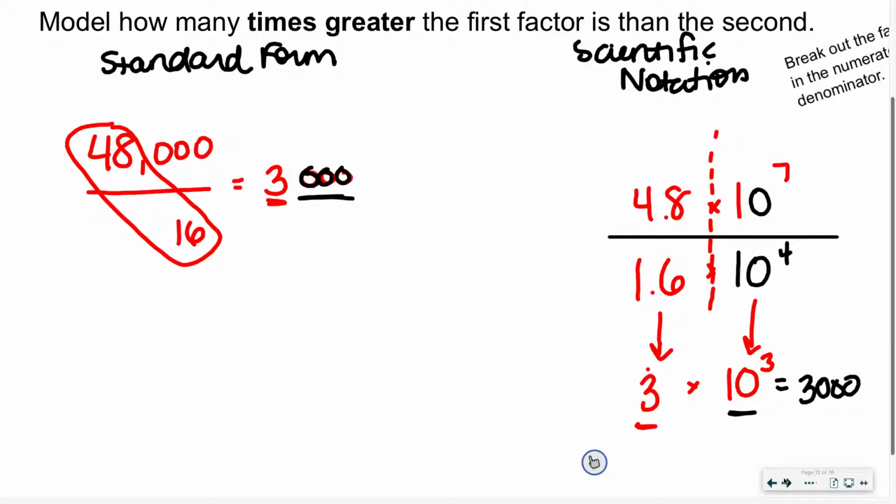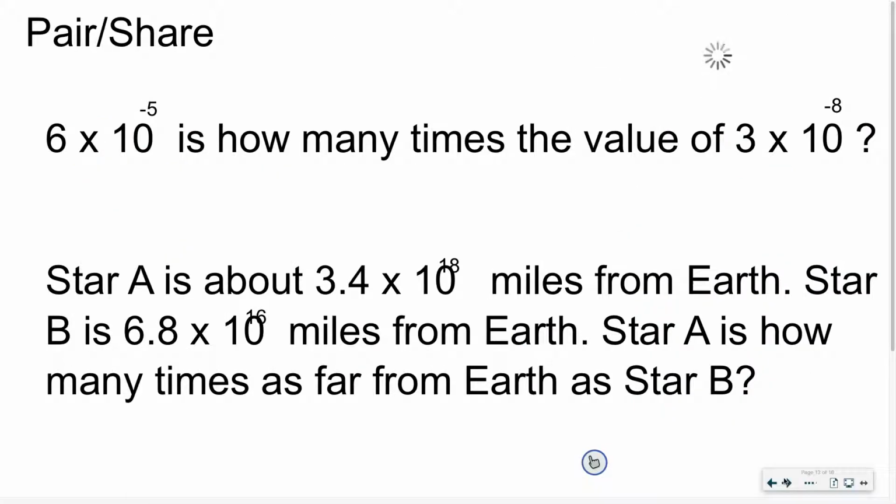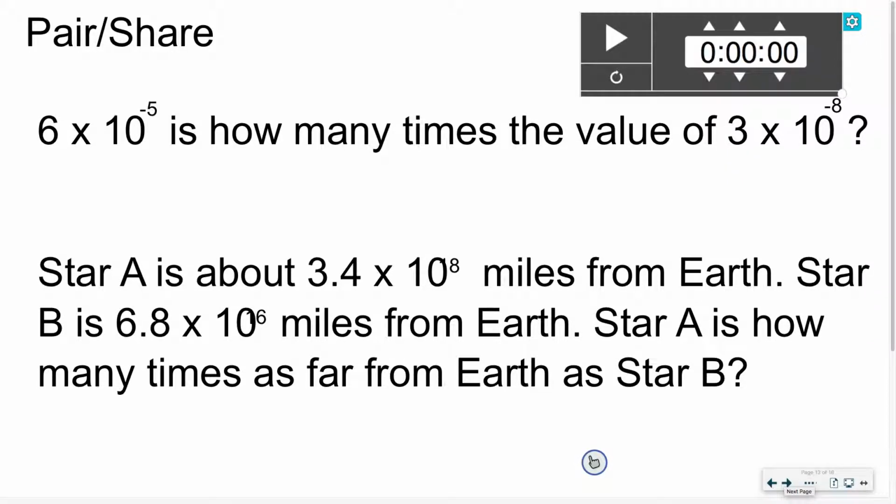So the first one, 6 times 10 to the negative 5th, is how many times the value of 3 times 10 to the negative 8. The second question: Star A is 3.4 times 10 to the 18th miles from Earth. Star B is 6.8 times 10 to the 16th miles from Earth. Star A is how many times as far from Earth as Star B? So I'm going to add 6 minutes up here. But think specifically as you're going through these, why these, why now? I am going to pause the video here while you work.